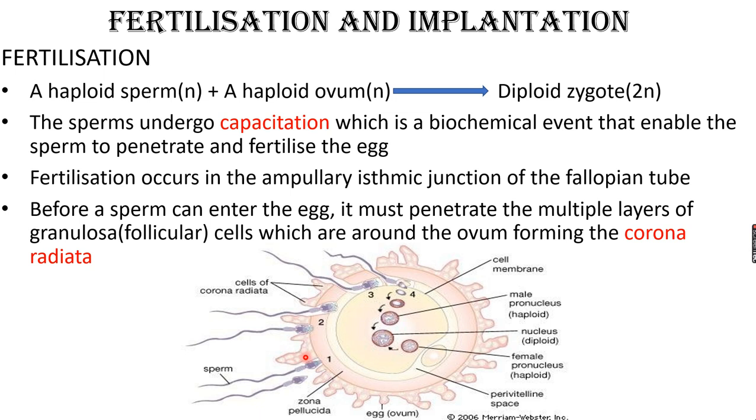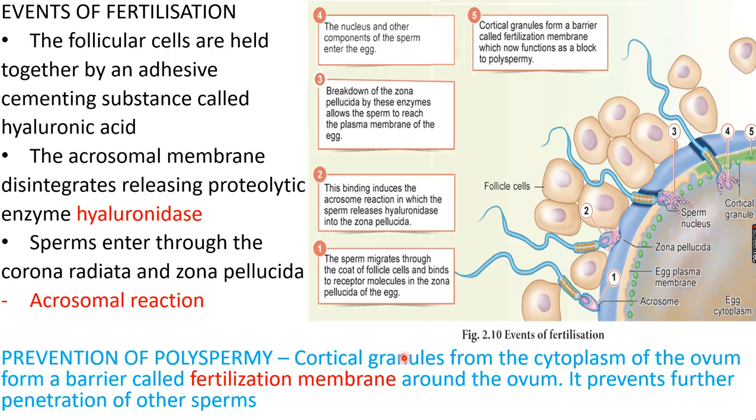Before a sperm can enter into the egg, it must penetrate the multiple layers of granulosa or follicular cells, followed by the vitelline membrane, then the zona pellucida and the corona radiata. All these protective layers, once a single sperm penetrates, immediately form a fertilization membrane and do not allow the entry of other sperm.